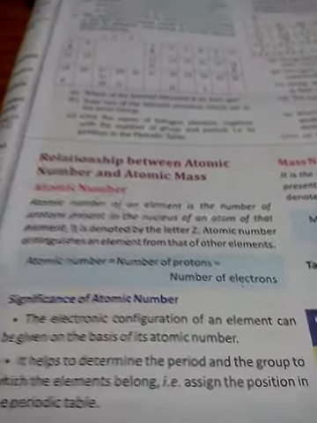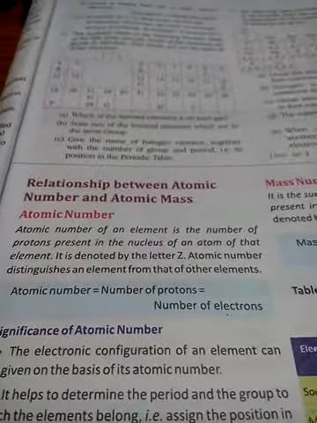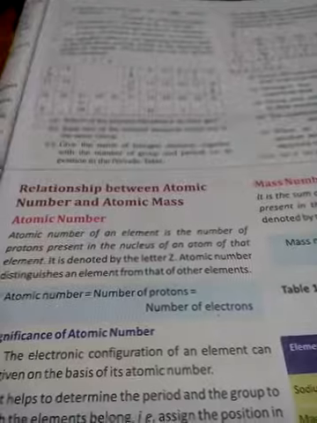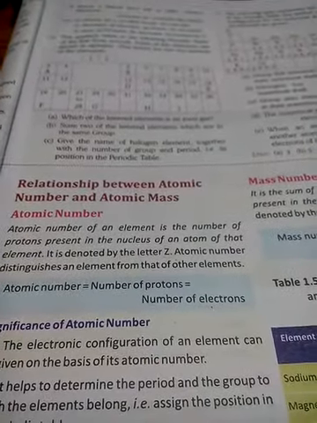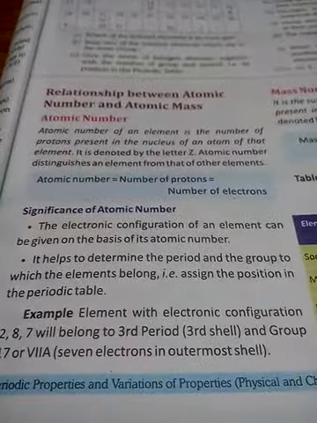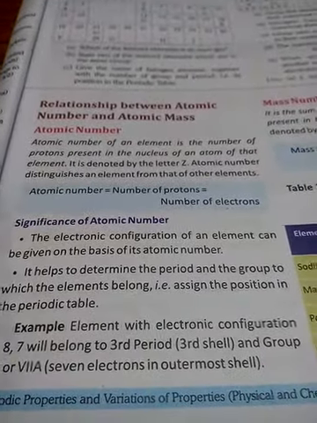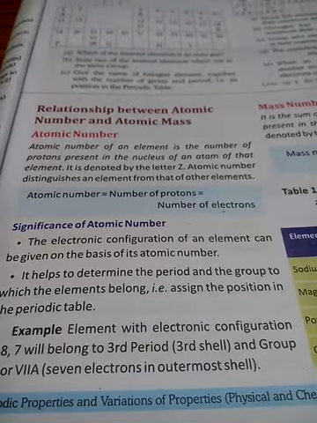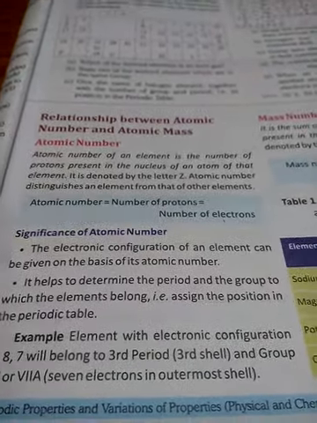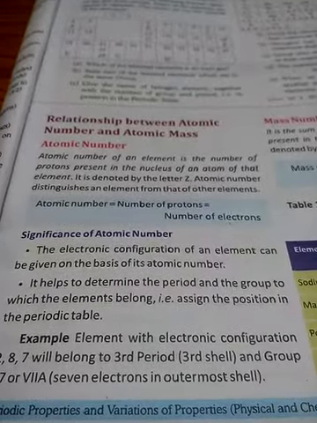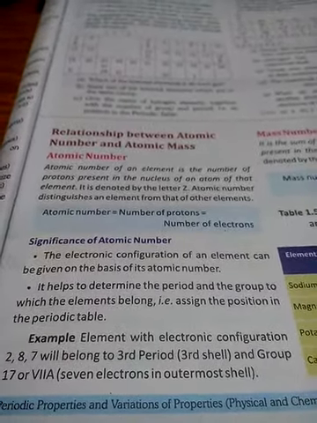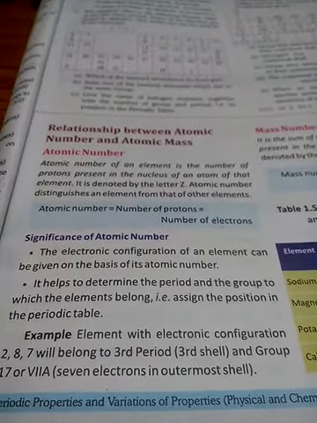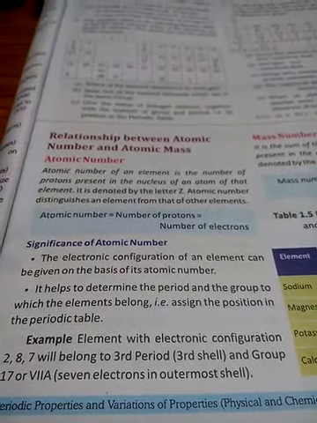Now, the modern periodic table is arranged in increasing order of atomic number only. So atomic number gives us the information of the number of protons and electrons present. So what is the importance of atomic number? First of all, from the atomic number we can predict the electronic configuration of an element. It also helps to determine the period and group to which the element belongs.